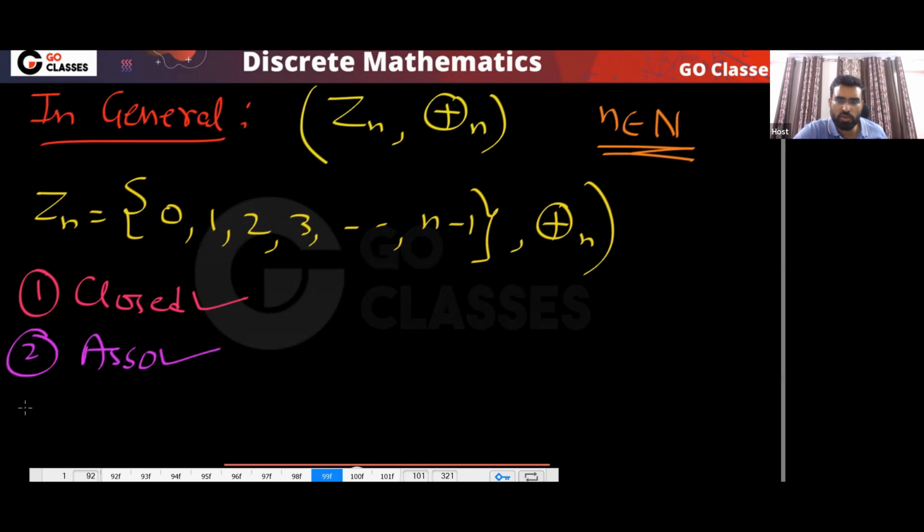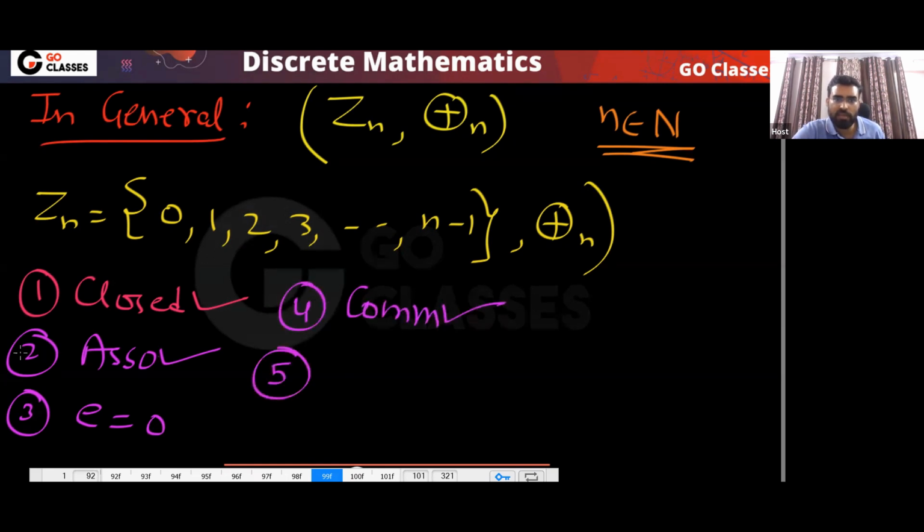What about associative? Similar to addition, this is associative. What about the identity element? The identity element will be 0. And the fourth thing, this is commutative also. And this is interesting, number 5: what is the inverse of some element? What will be the inverse of A? For any element, you can check, that will be n minus A.